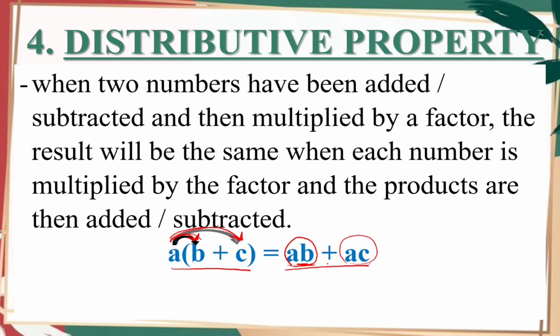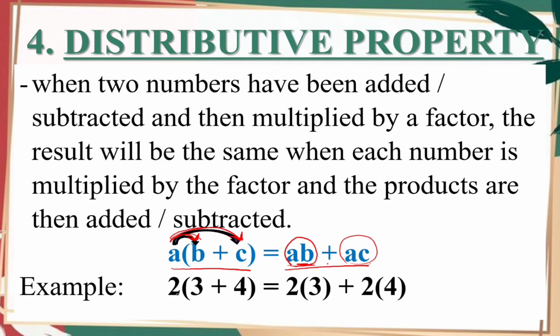So, let's try. So, 2 times the quantity of 3 plus 4. So, kapag si 2 dinistribute natin sa loob ng parentheses, so we have 2 times 3. And then, the operation plus. Tapos, 2 distribute kay 4. That will give us 2 times 4. So, that is distributive property.